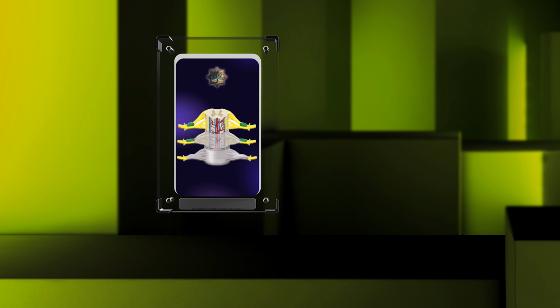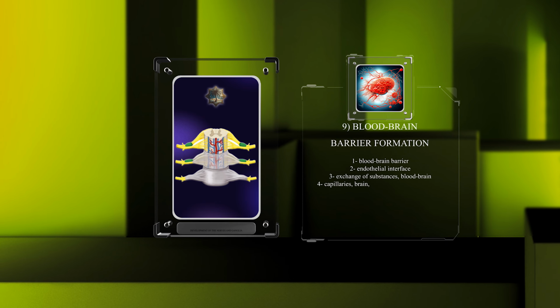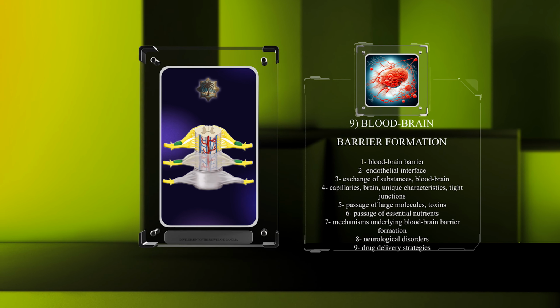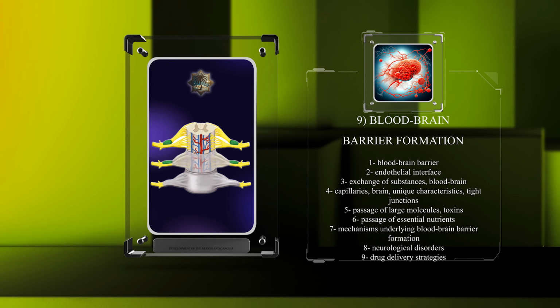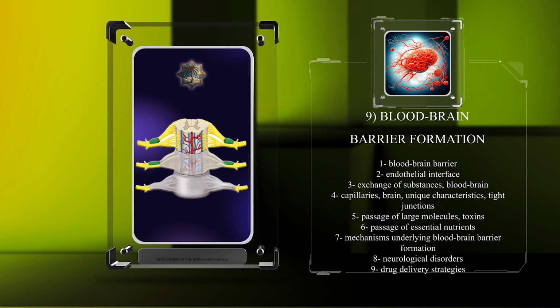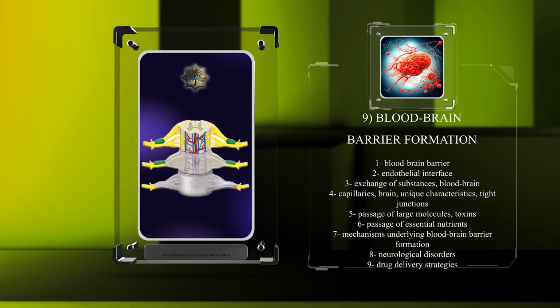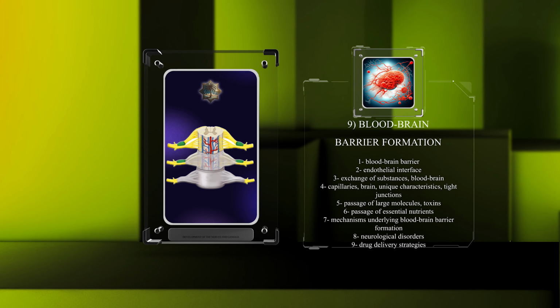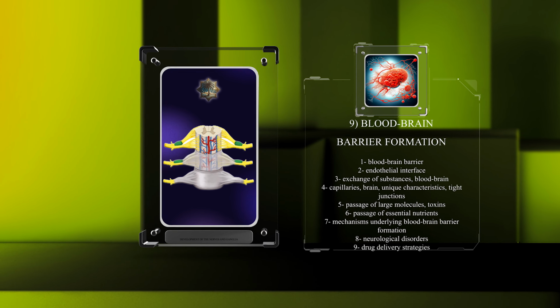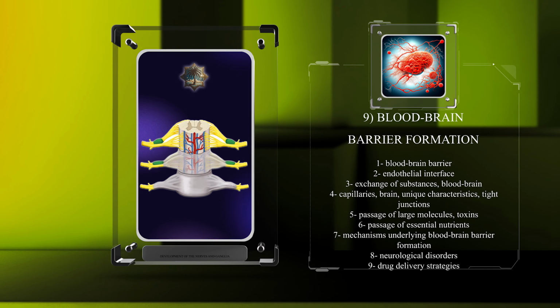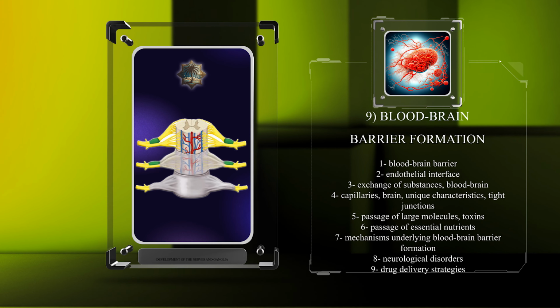The blood-brain barrier, a specialized endothelial interface between the blood and the brain, tightly regulates the exchange of substances between these two compartments. During development, endothelial cells of capillaries within the brain acquire unique characteristics and establish tight junctions, preventing the passage of large molecules and toxins while allowing the passage of essential nutrients. Understanding the mechanisms underlying blood-brain barrier formation is crucial for unraveling neurological disorders and developing drug delivery strategies.